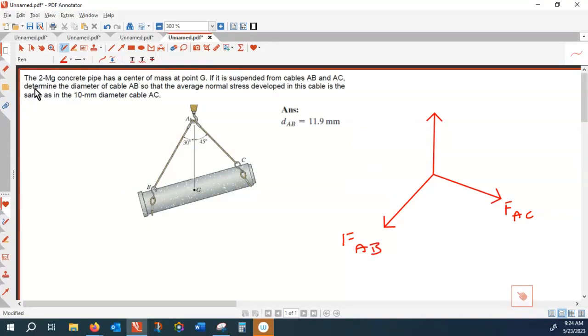And mg, that is 2 megagram. 2 megagram is a very stupid way of units. That is 2 times 10 to the power of 6 gram, which is 2 times 10 to the power of 3 kilogram, which is 2 tons. So W, if I want to keep that in Newton, is 2000 G. That is in Newton.